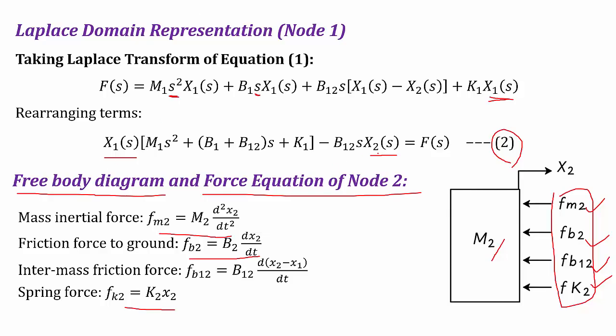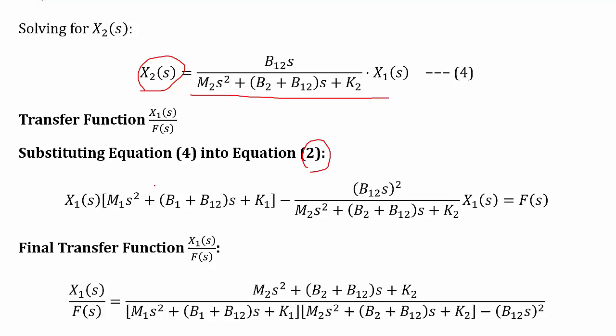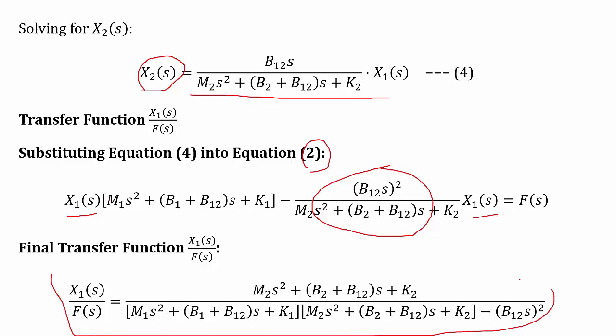We have x1 of s and x2 of s. If we substitute x2 of s here, we will be eliminating x2 of s, so we will have x1 of s alone. By dividing x1 of s by f of s, we will get the transfer function. That part I have done here. I have first substituted x2 of s, you can see here, and now I have x1 of s here and here, so I can take x1 of s common. So finally I will get the transfer function x1 of s divided by f of s. In the same way, we can get the transfer function for x2 of s divided by f of s.